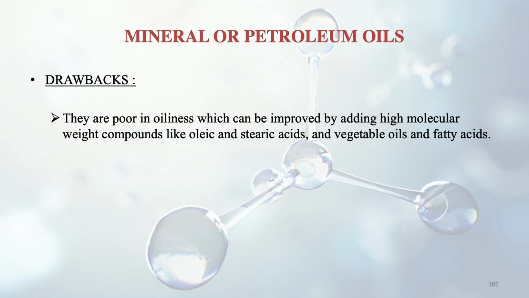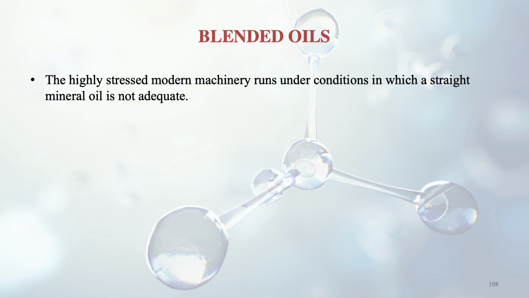But this oiliness, it is said, can be improved by adding high molecular weight compounds like the oleic and the stearic acid, as well as the vegetable oil and fatty acid that we discussed earlier. Then we have the blended oils. So there are certain good properties, certain drawbacks also. So we can go for this blended type. Then the highly stressed modern machinery runs under conditions in which a straight mineral oil is not adequate. So we cannot simply say that I will use either animal or vegetable oil or mineral oil. So we have to go for blended oil.